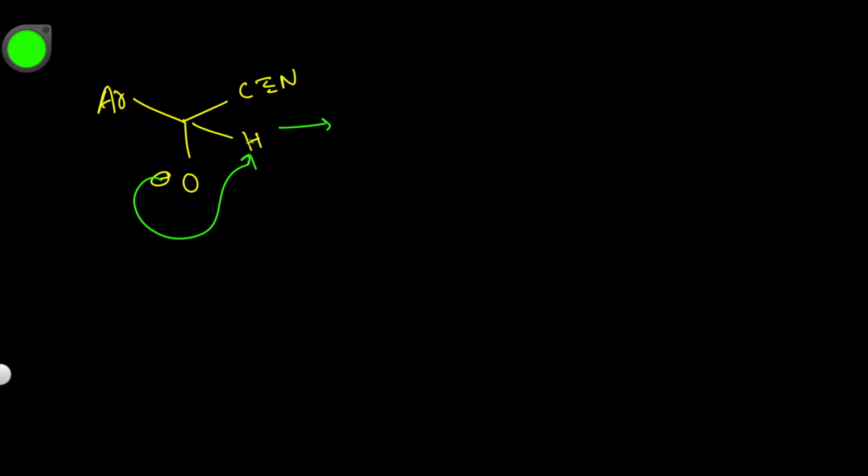Okay, so here we got something like this. Here is an O minus, and here we have C triple bond N, and here is a hydrogen. Because this hydrogen is a more acidic proton, this O minus will take the proton from this carbon, and then you get something like this: OH, and here is a C triple bond N, and here is a negative charge.